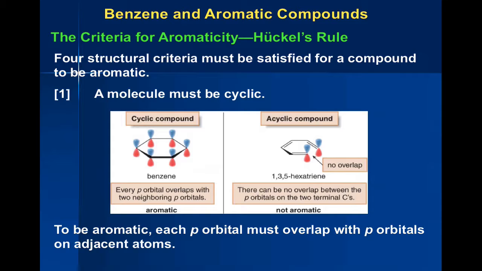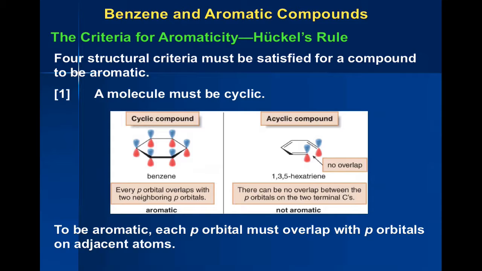All right, so for example, if we look at benzene, the way that I like to think about it, if I started at one point, I can go through every carbon and get back to my starting point without ever lifting my writing utensil. That's a cyclic molecule. It forms a ring, right? So the first rule is it must be cyclic.